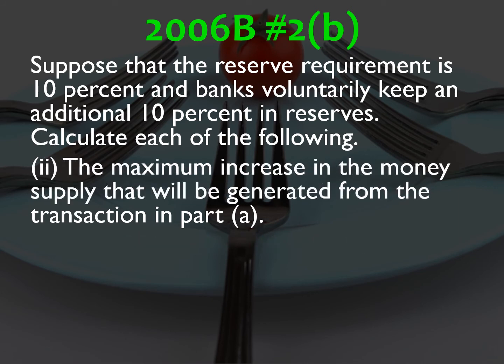Part 2, the maximum increase in the money supply generated from the transaction in Part A. Now, even though the reserve requirement is 10%, it's an effective 20% reserve ratio. So banks are going to keep 20% of all their holdings, and loan out 80%. So the effective money multiplier is actually 5. So it's $7,200 times 5, or $36,000. That's the maximum increase in the money supply from Part A.